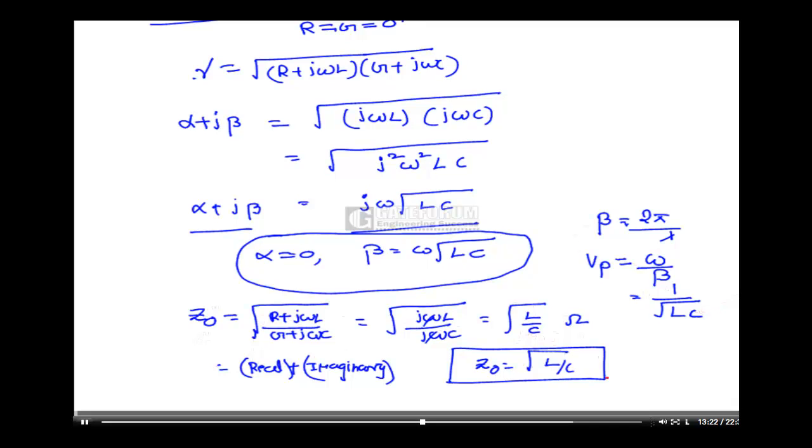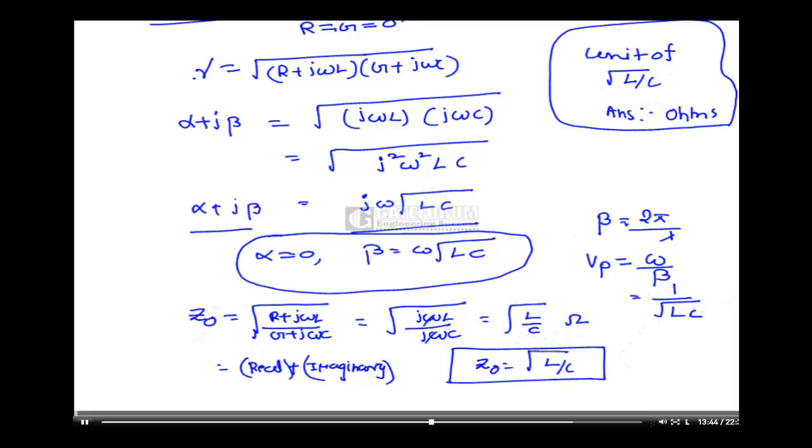In one of the examinations, the question is: what is the unit of root L by C? What is the answer? Simply, the unit of root L by C is, obviously, ohms. Generally, we get this type of concept-based question in the examination.